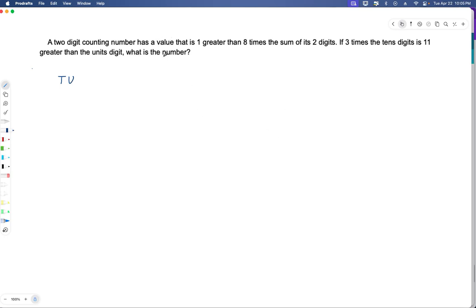Okay, so its value means 10 times the tens digit plus whatever the units digit is. This is going to be 1 greater, so we're going to add 1 to 8 times the sum of its two digits, so 8 times t plus u. There's its value. If 3 times the tens digit, so 3 times t, is 11 greater than the units, so 11 plus the units, what is the number?